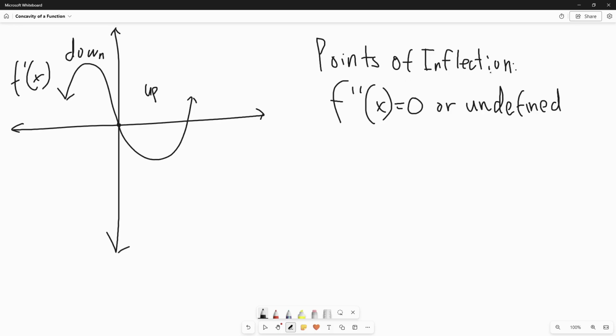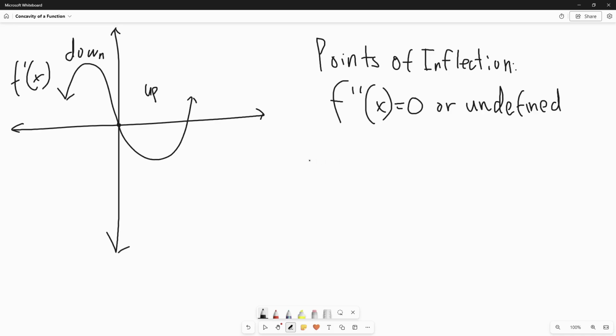And the point of inflection is where the graph changes from concave down to concave up. And you can find the point of inflection, or the points of inflection, by taking the second derivative and setting it equal to 0 or undefined. But just because you find the x value does not mean you find the point of inflection. You have to make sure that the values before and after x have different signs.